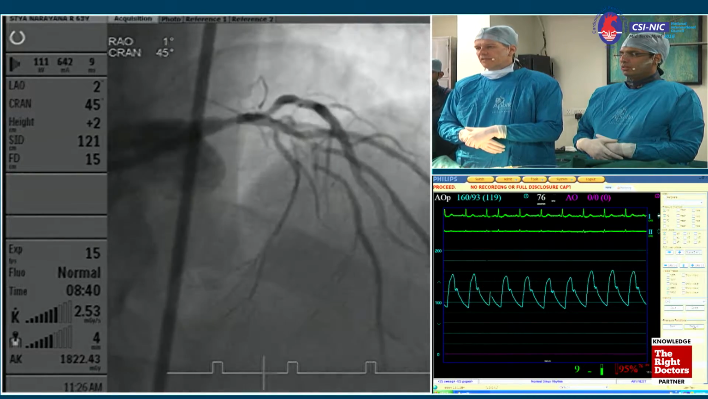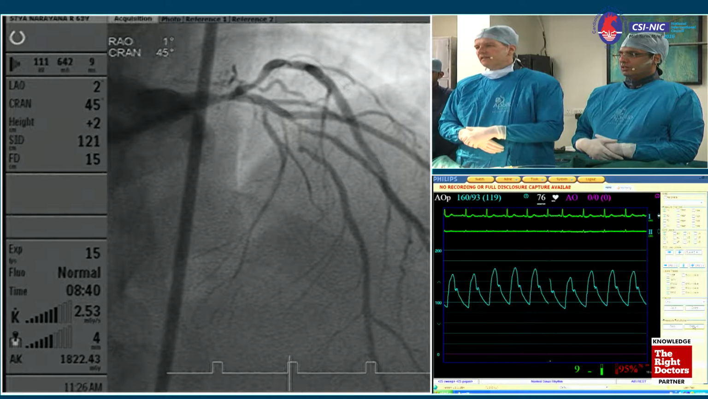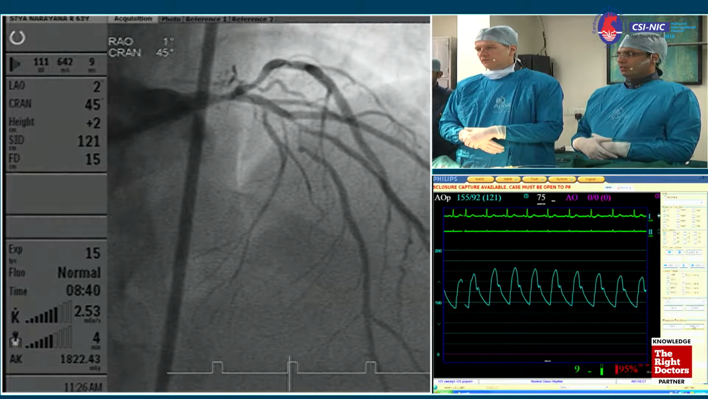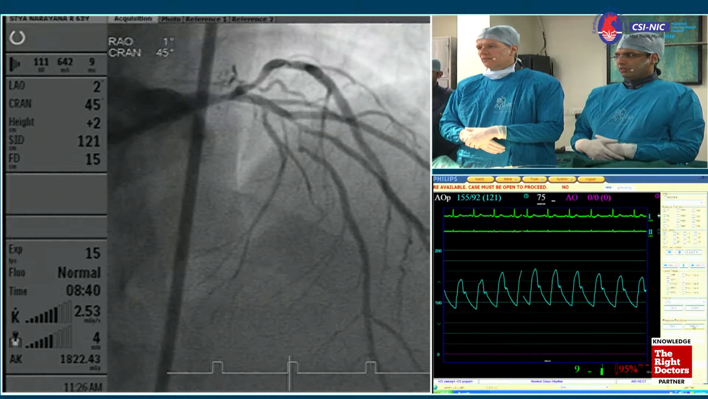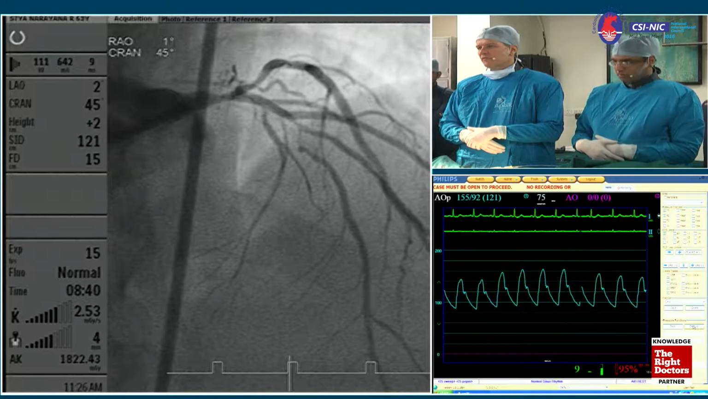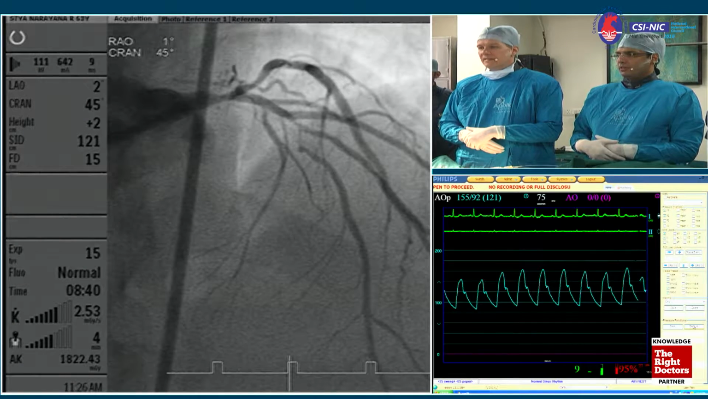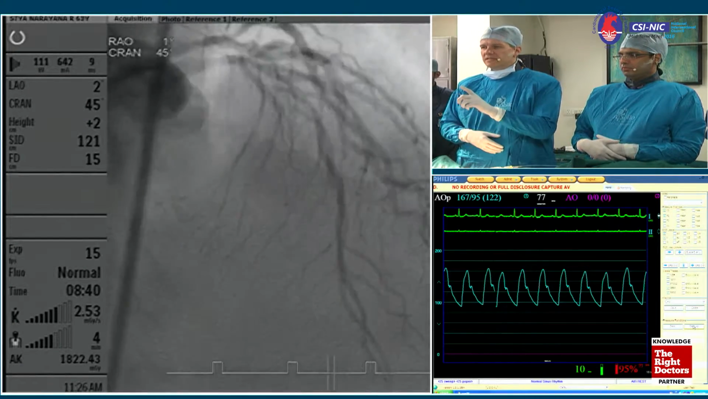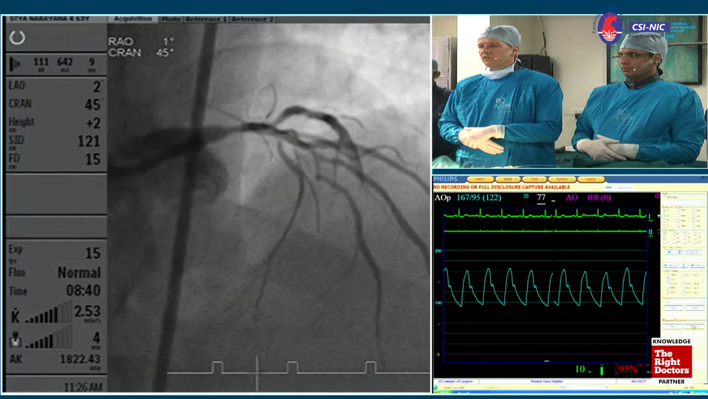Can I have the next, please? Here you see the trifurcation lesion of the LAD further down. It's very, very tight. We have two diagonals arising from there, and then a quite big LAD coming from there. And you can see also some calcium if you look closely.